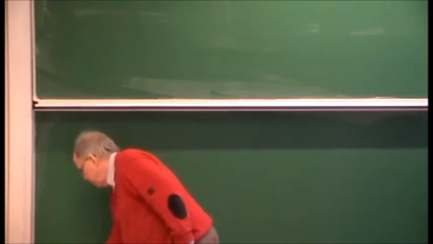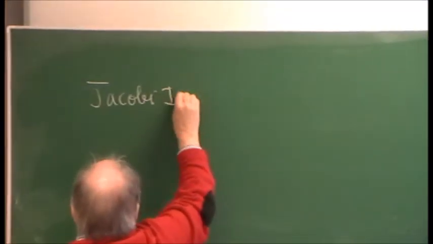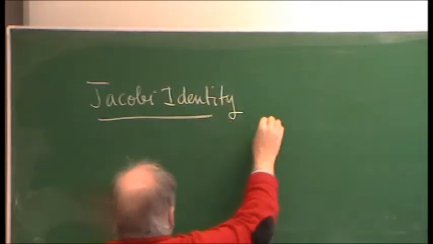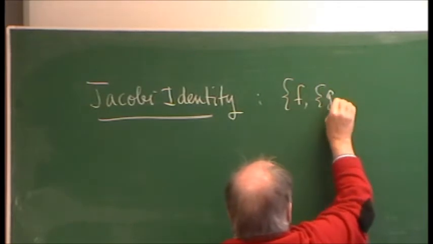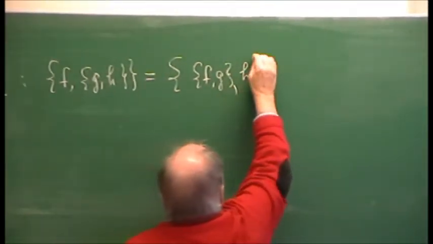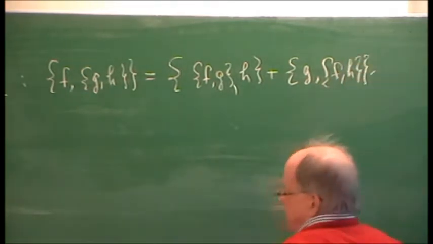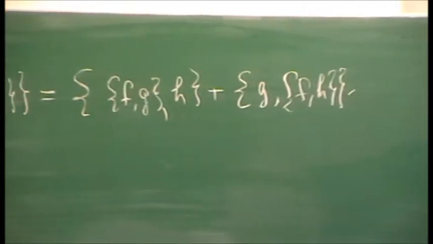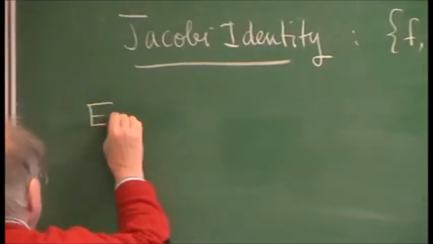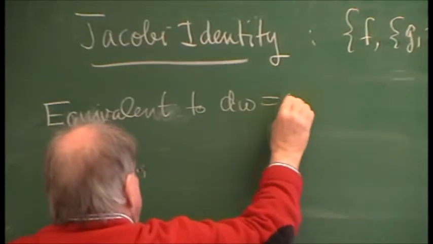So let me recall what I have to prove here at the end of today's lecture. The Jacobi identity, but let me formulate it. So now the Jacobi identity: F, G, H equals F, G, H plus G. Now, as I said, this is equivalent to B omega equals 0.